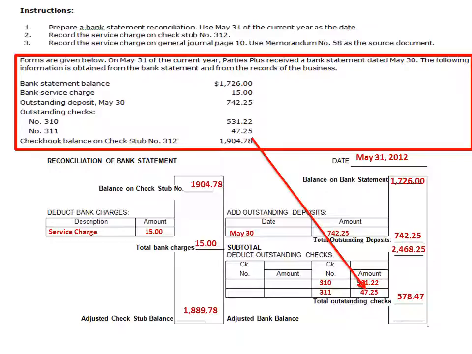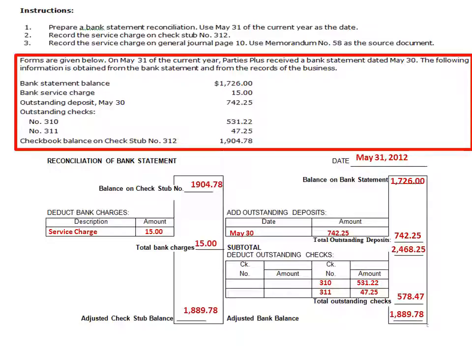we don't have. We've already written that check off to somebody else, so we don't have that money, so we need to take that out of our balance, and we need to come up with our adjusted bank balance. And if we did it correctly, our adjusted bank balance will be $1889.78, and in this case it is $1889.78. And that is how you balance your bank statement.